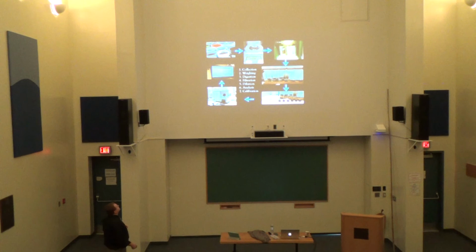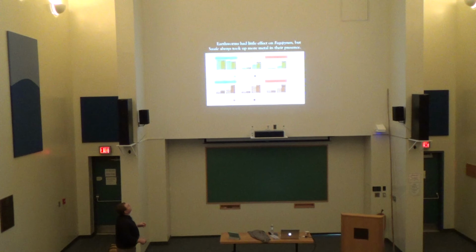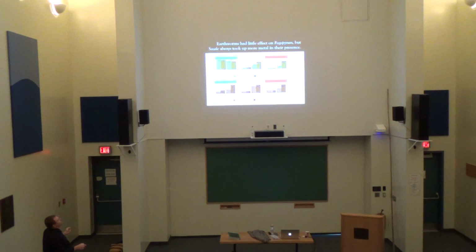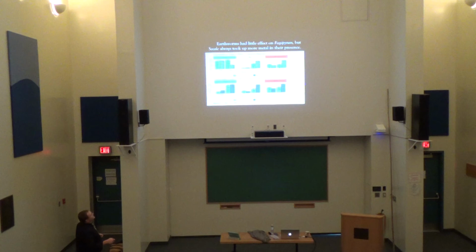Here are the results of that. Earthworms had little effect on the Fagopyrum, but Secale always took up more metal in their presence. What this means is that, so we have the rye over here, okay? We've got copper and arsenic. And this one is the buckwheat and the rye, so the Fagopyrum and Secale right here. And what you're seeing is that earthworms effectively are increasing the amount of metals that are taken in by the rye. Make sense so far?